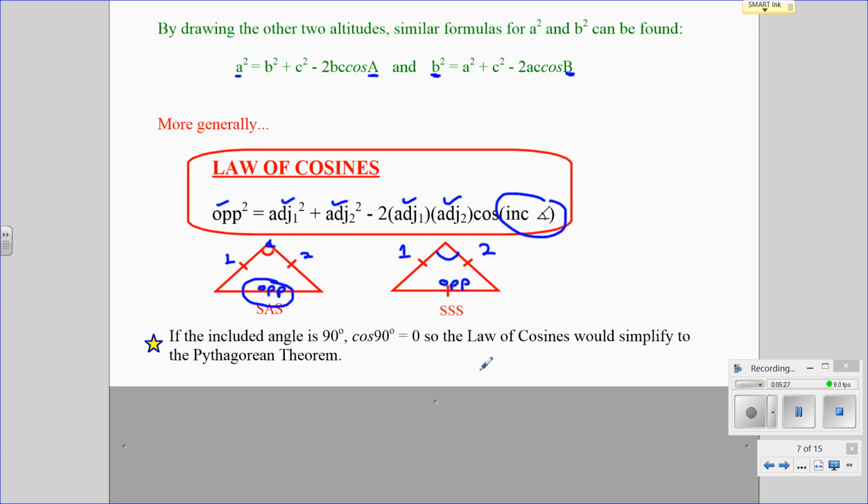If you happen to try to use the law of cosines on a 90-degree triangle, so on a right triangle, just think about what might happen here. Cosine 90 degrees is equal to 0. So if cosine 90 degrees equals 0, then this entire piece of the formula would wind up being 0. So I would just wind up with opposite equals adjacent number 1 squared plus adjacent number 2 squared, which winds up just being Pythagoras.